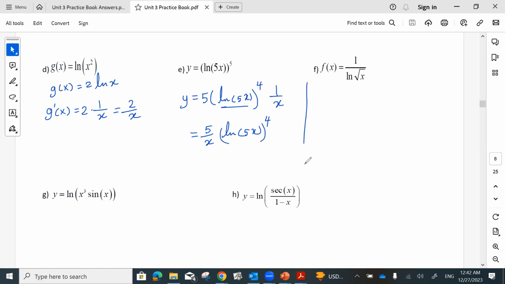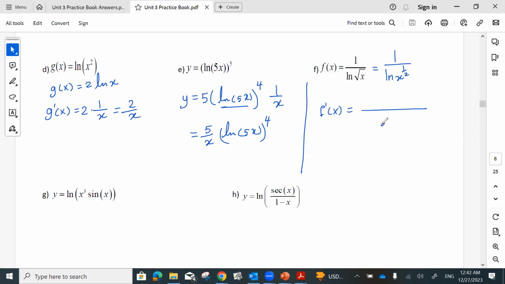Okay? This 1 over ln root x can be simplified in this way. 1 over ln x power half. Okay? 1 over ln x power half, I cannot bring this one up. So make it like a chain rule. Be careful. So f prime of x, not this one. Erase this one. So f prime of x is equal to, make it as a chain rule, please.